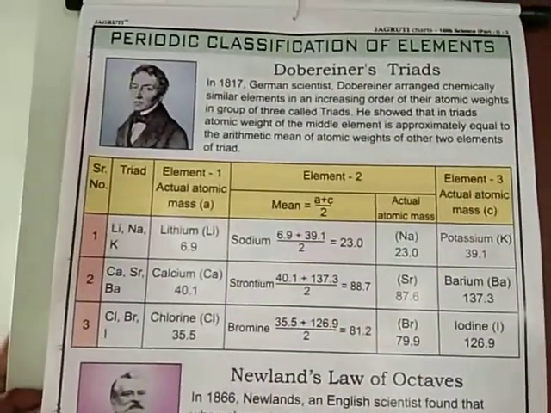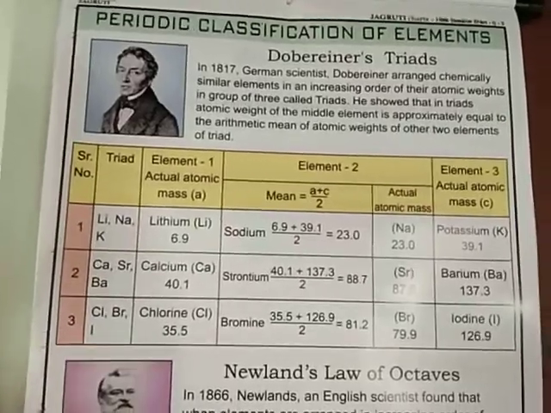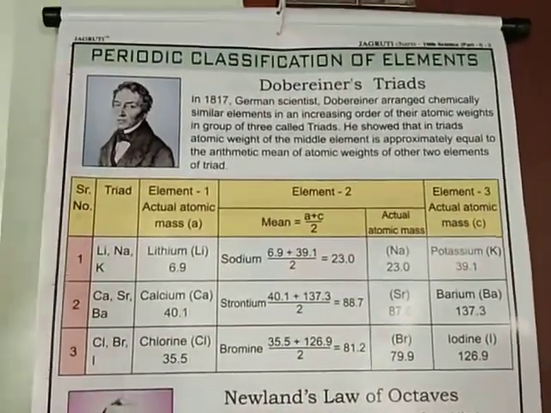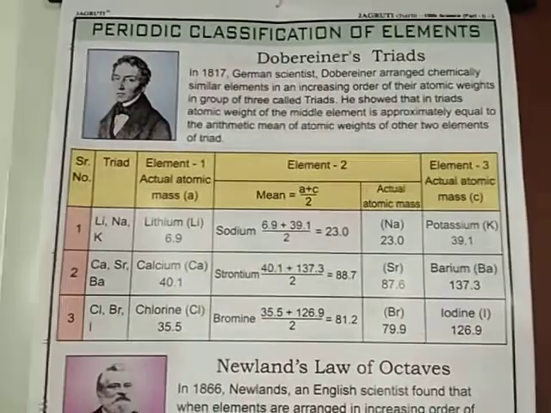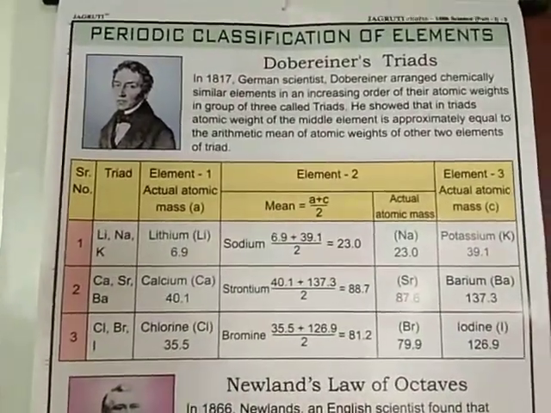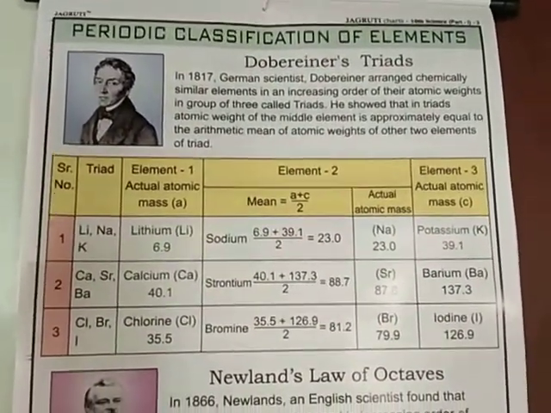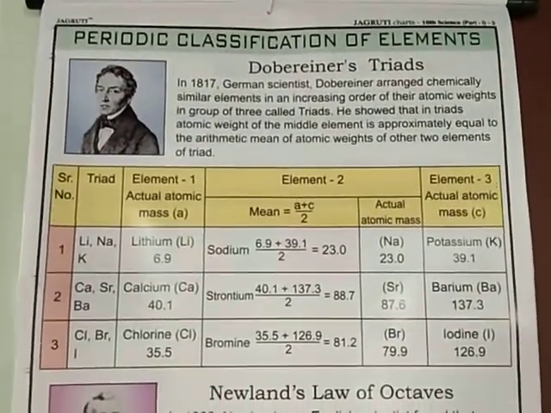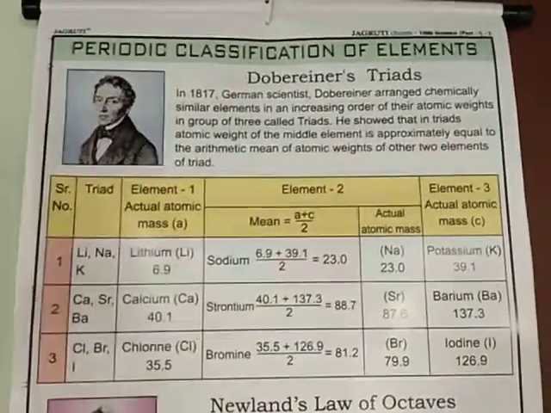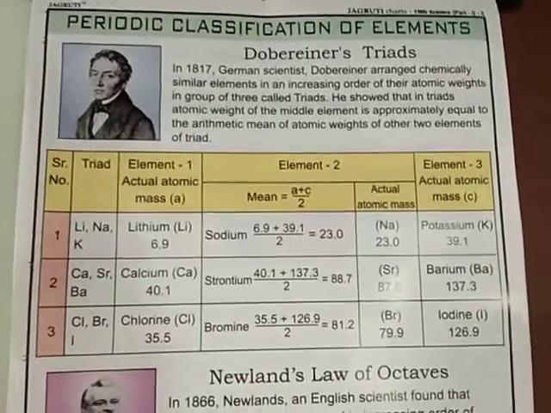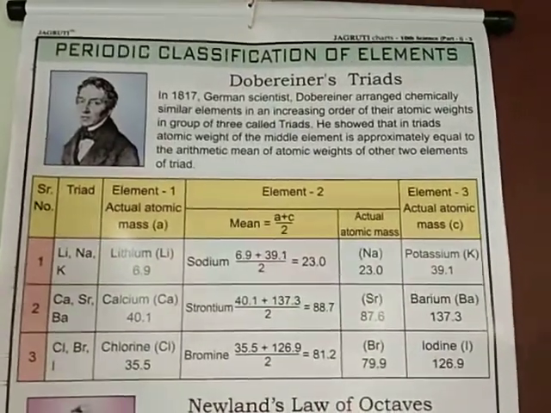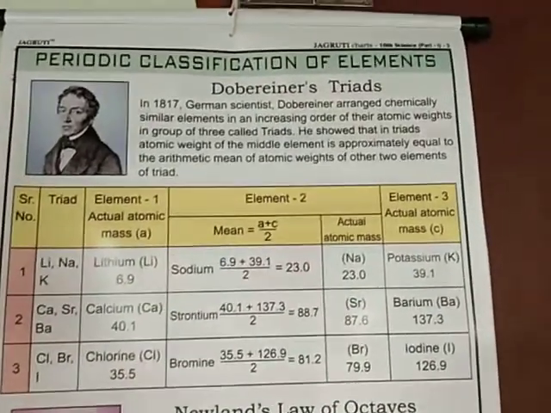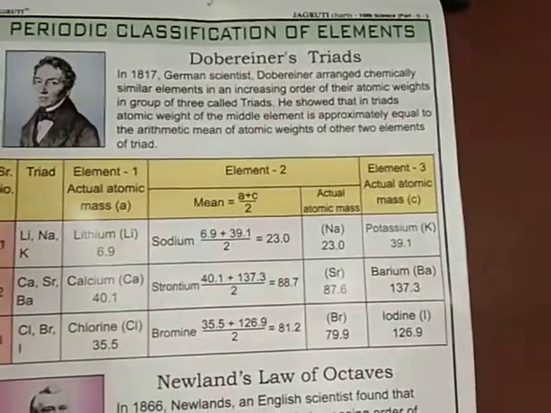Okay. In a similar manner, the second lesson, periodic classification of elements. In that lesson, the major points are highlighted on the charts I show you here and I explain. Dobereiner states that in 1807, German scientist Dobereiner arranged chemically similar elements in increasing order of their atomic weights in groups of 3 called triads. He showed that in triads, the atomic weight of the middle element is approximately equal to the arithmetic mean of the atomic weights of the other 2 elements of the triad.